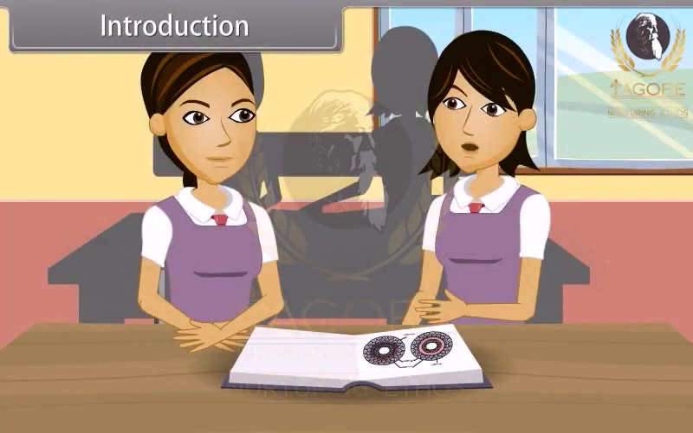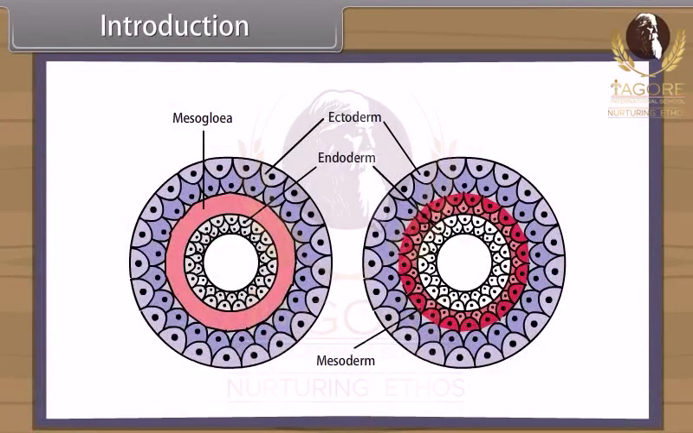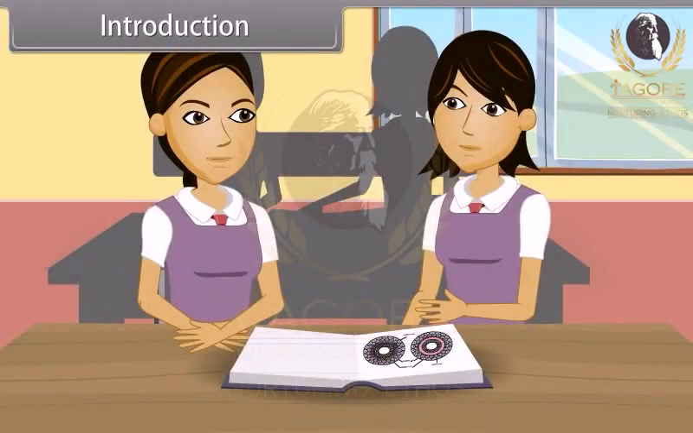According to the presence of the number of germ layers, animals are either diploblastic, example sponges, coelentrates, or triploblastic, example flatworms to mammals. We will now discuss some important characters and examples of various phylum of kingdom Animalia.